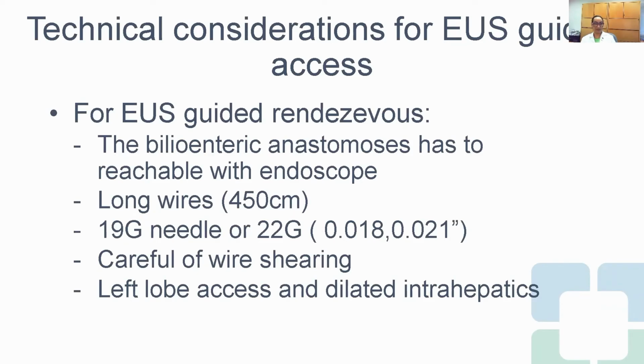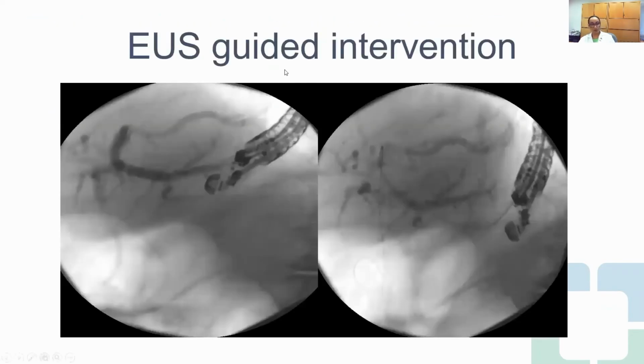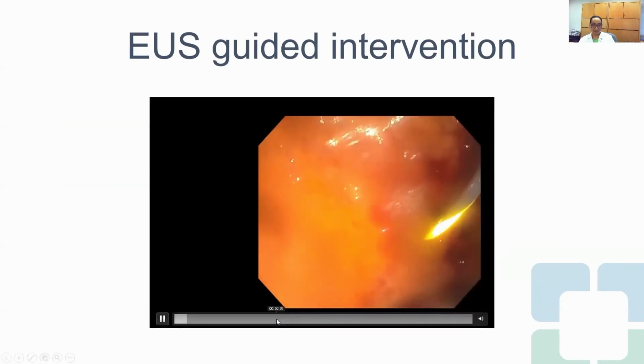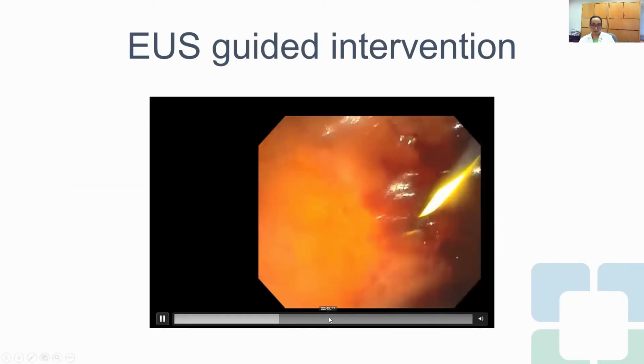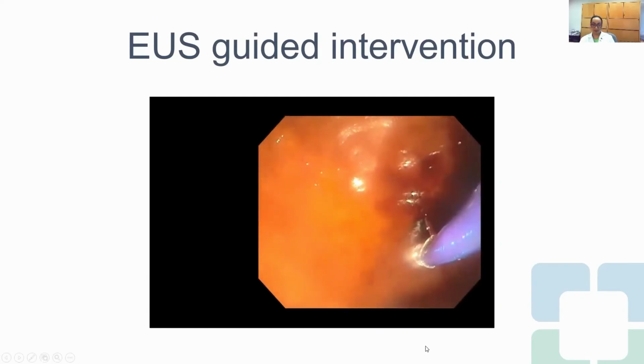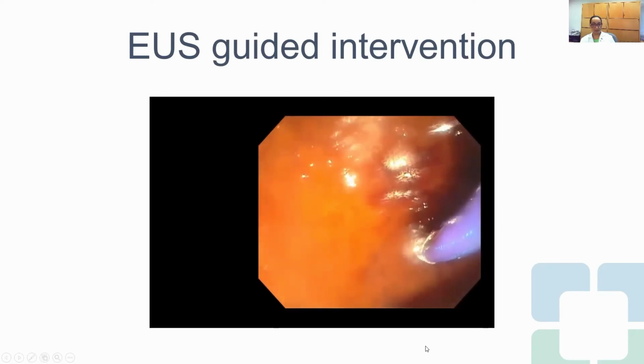You obviously need the right tools, like long wires. Start with a 19-gauge needle. Be careful of the wire shearing, and you are usually going with the left hepatic lobe, segment 2 or 3. Be careful, look at the endoscope position fluoroscopically and endoscopically, so you're not going through the mediastinum. And again, this is a case where we did the rendezvous through a really tiny anastomosis. We were able to get the wire across, and then over the wire, we were able to place a fully covered metal stent in this particular patient.